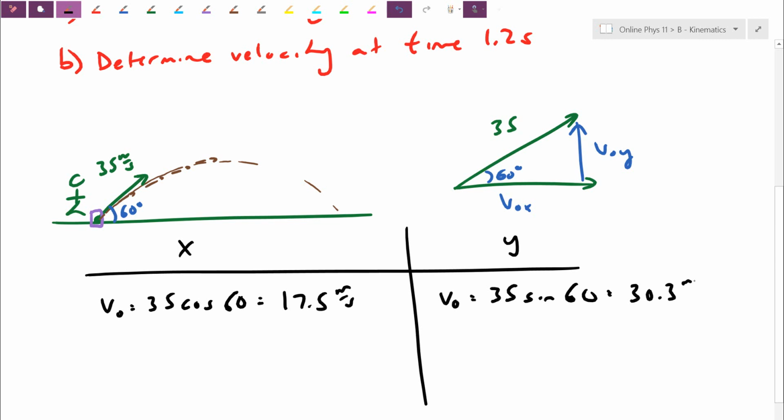So essentially what I'm doing here is, I know they gave it to me conveniently sort of together. It's a diagonal, it's 35, but that 35 turned out to be really hard to do in terms of my functions. So what I did is I broke it up. Instead of dealing with 35 at 60 degrees, I'm just going to think, oh, you kicked it forwards, 17.5, and you kicked it upwards, 30.3.